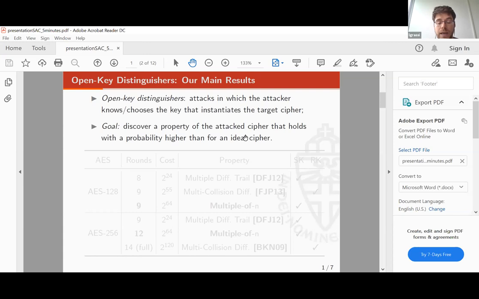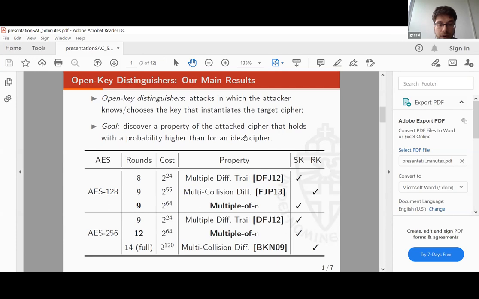In our paper, we focus on AES. In particular, we propose a 9-round chosen key distinguisher for AES-128 and a 12-round chosen key distinguisher for AES-256. Both these distinguishers are in the single key model, so the properties don't require any related keys. And they are based on the multiple-of-n property, which is a generalization of the multiple-of-8 property proposed at ToSC 2017. So in this brief presentation, I would like to recall how we set up these chosen key distinguishers.